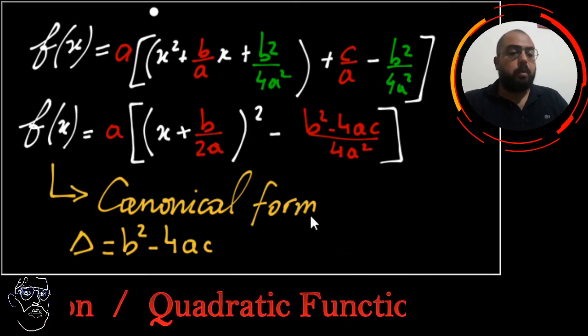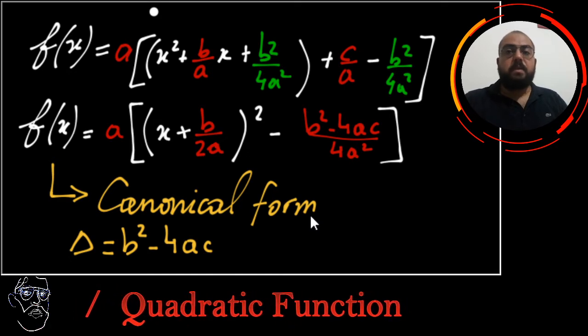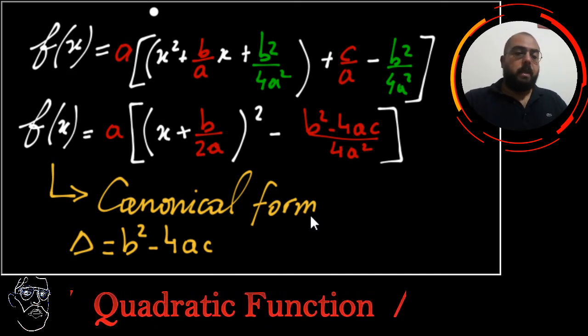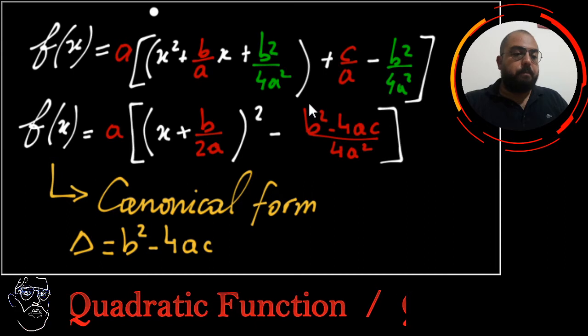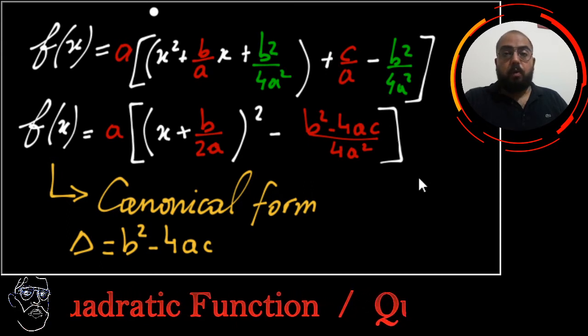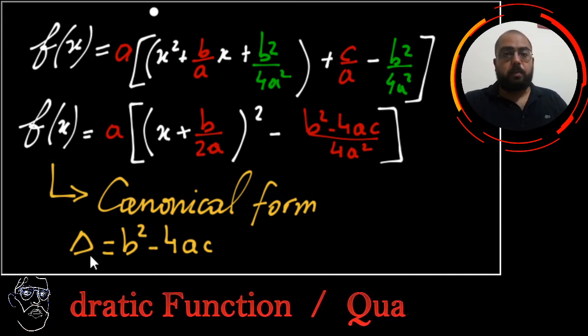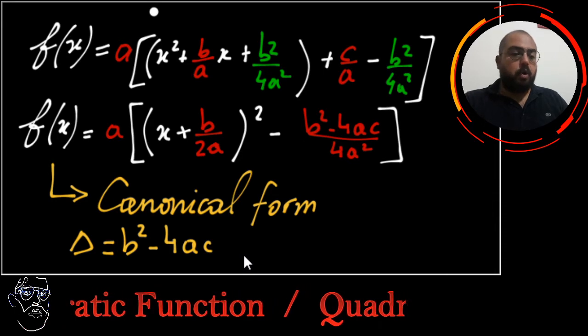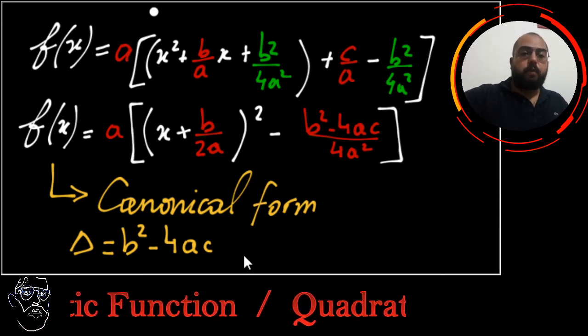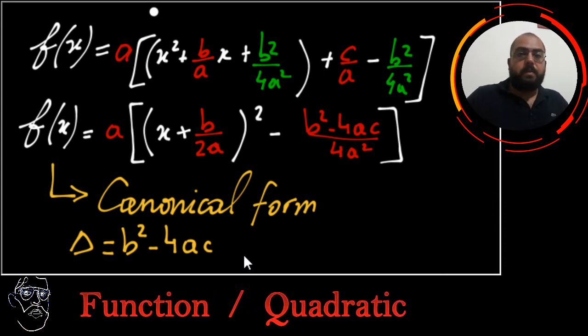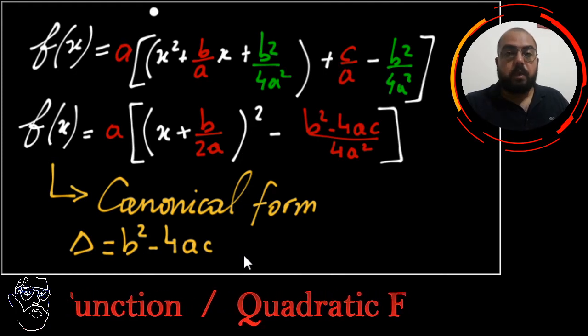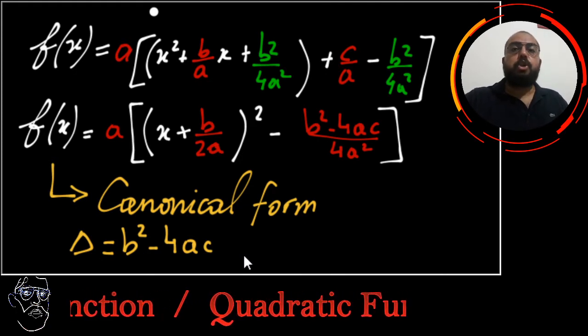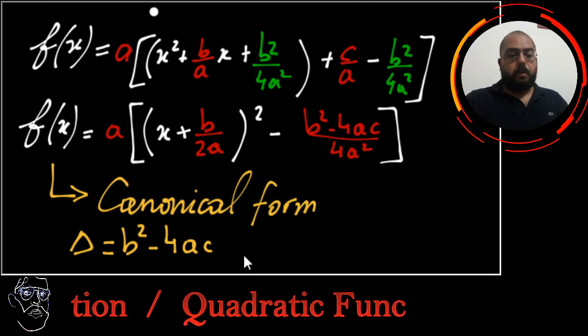Now the canonical form will be helpful in order to study the sign of the function. In this canonical form, I have b squared minus 4ac, which we already said previously is called the discriminant, or delta. So what happens if delta is positive? What happens if delta is negative? What happens if delta is equal to 0? We're going to check each condition apart.